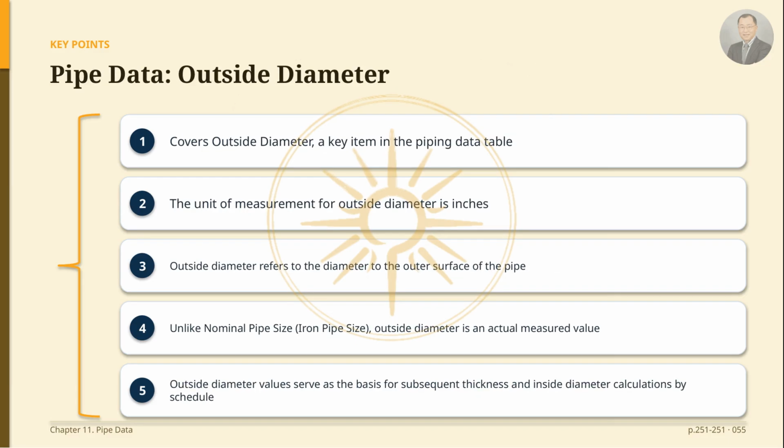Now I will introduce one of the core items of the pipe data table, the outside diameter. The outside diameter refers to the diameter measured to the outer surface of the pipe, and the unit of measurement used in the table is inches. Please keep in mind that unlike the nominal pipe size, or iron pipe size, which represents a nominal size, the outside diameter is an actually measured value. This outside diameter value is a critical figure used as the basis for calculating the wall thickness and inner diameter for each schedule, which we will cover later.